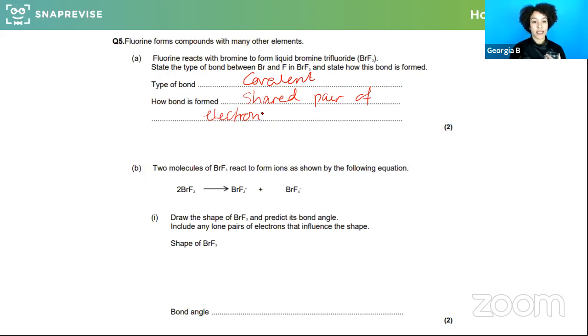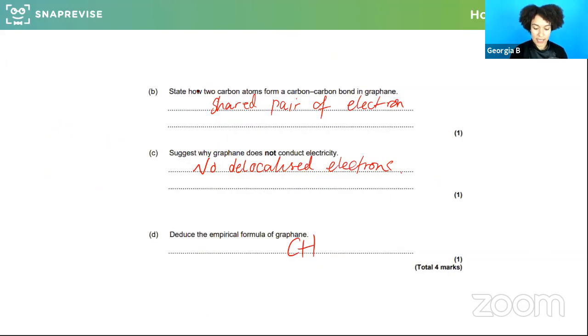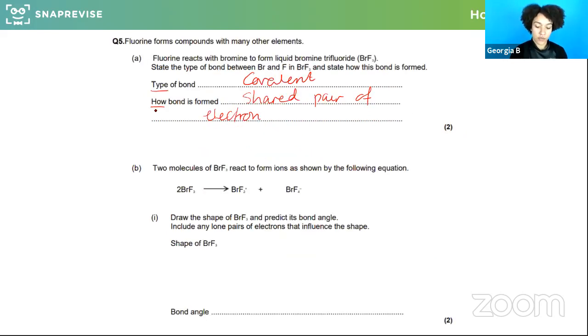And note that this time most of us were able to answer the type and the how, because in the previous question it said state how two carbon atoms form the bond in the graphene, and quite a few of you said covalent. Here it very explicitly asks for a type and how. So watch out for the times where it just says how in future, making sure you're answering the question, but well done.